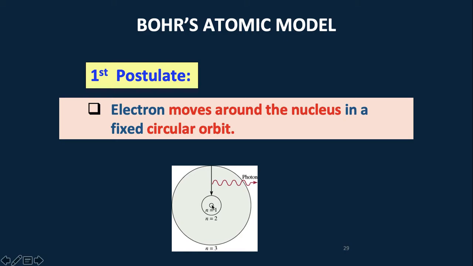So in the middle is the nucleus, and this is the circular orbit. The nearest one is n equal to 1. We call it principal energy, or the first shell, n equal to 1. And the second one, n equal to 2. The third one, the third orbit, n equal to 3.